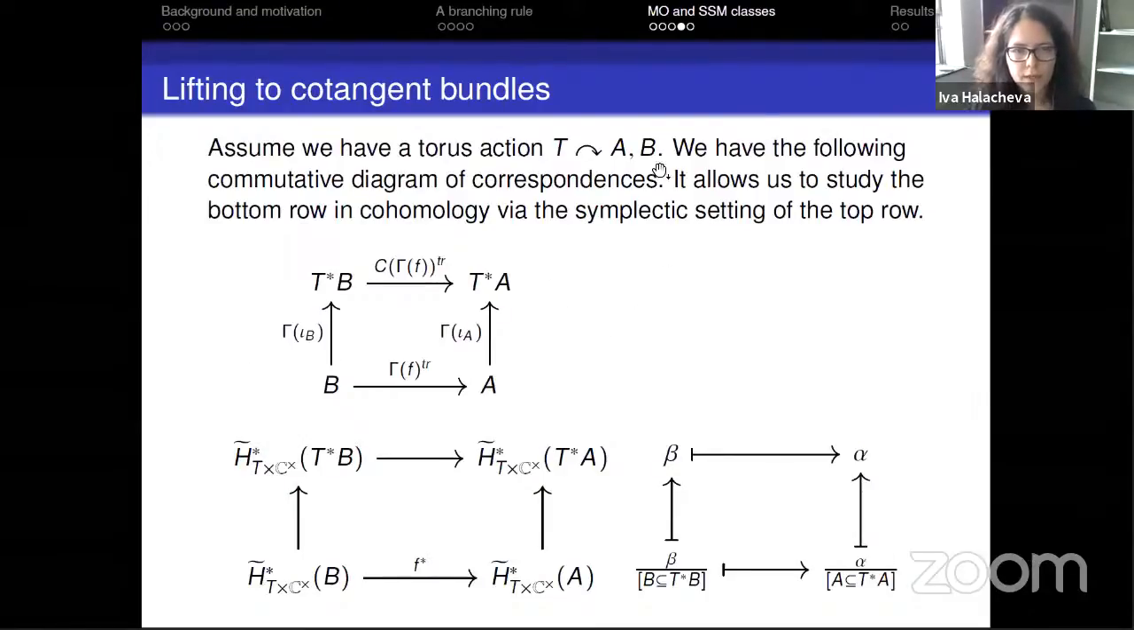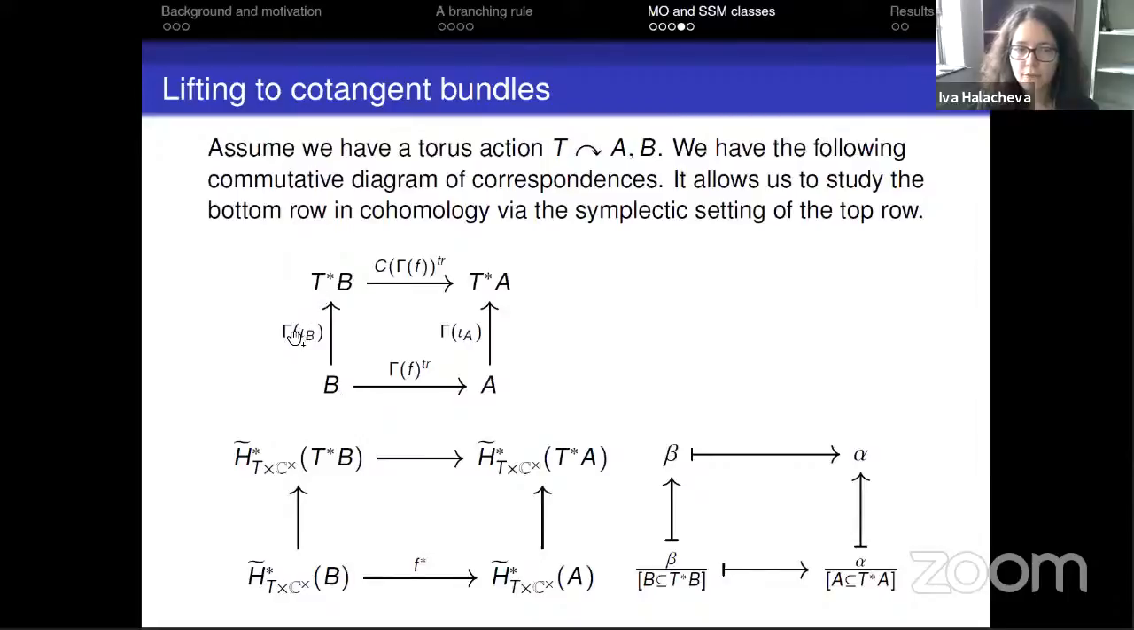So suppose again we have two manifolds A and B, and we started with a function between them. Then we have the following commutative diagram in terms of correspondences. So we have the graph of our function, which is a correspondence from B to A. And here transpose is just for technical reasons because I'm going from B to A, not from A to B. So I hope that doesn't alarm you too much. And iota B and iota A are the inclusions of each manifold as the zero section of the cotangent bundle.